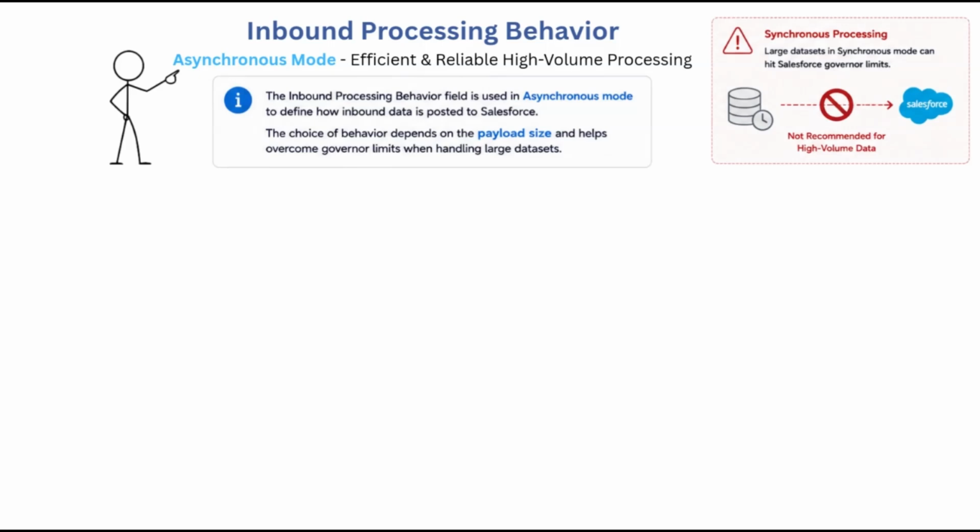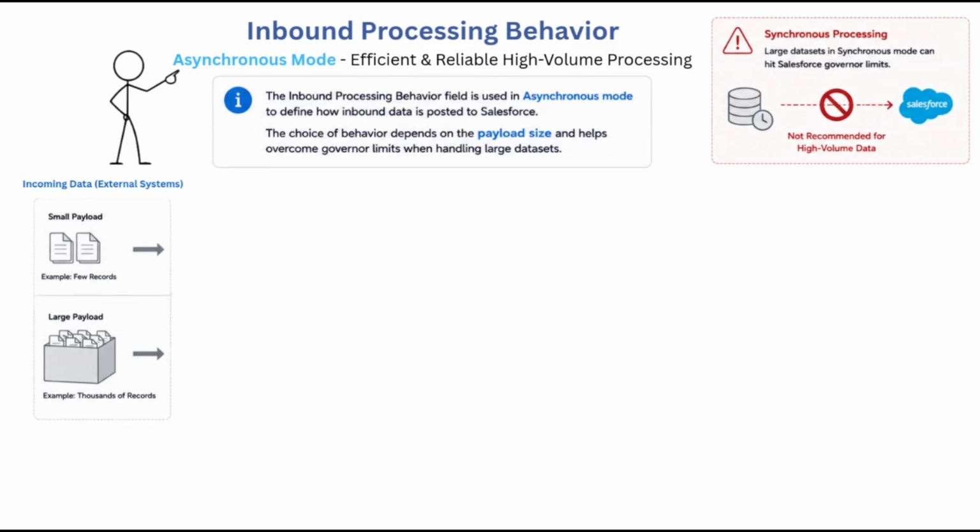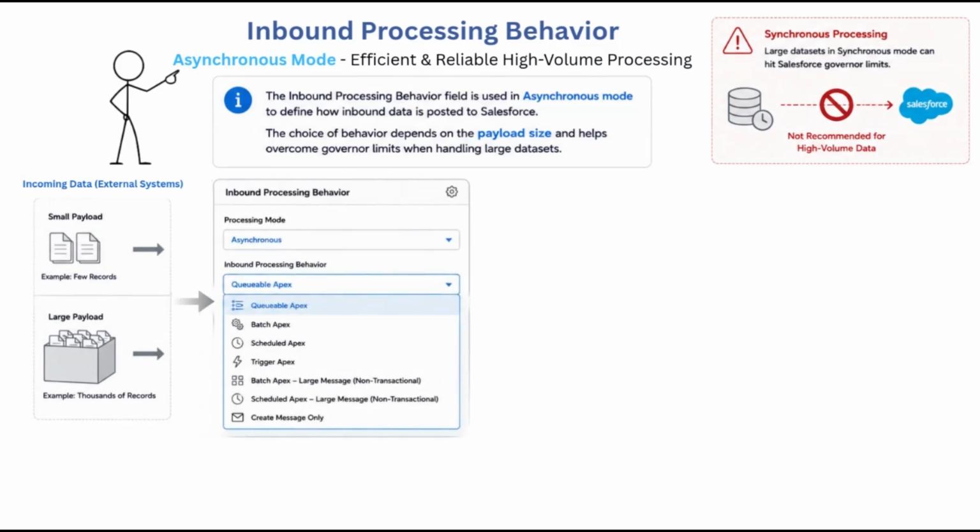Small payloads may be processed quickly, while large datasets can contain thousands of records. Processing these large volumes synchronously can often lead to Salesforce governor limit challenges and performance issues. To address this, SKYVVA provides several asynchronous processing behaviors that help distribute and manage inbound workloads efficiently and reliably.